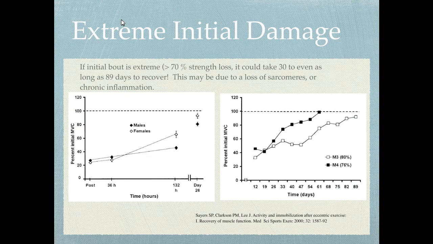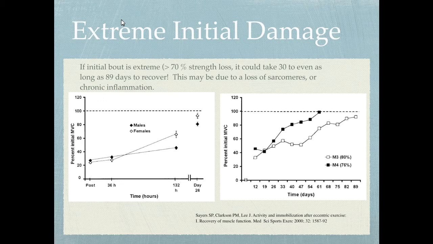Now, is too much damage too much? Well, if you look here, if the initial bout is extreme, greater than 70% strength loss, it could take 30 to even as long as 89 days to recover. And again, this may be due to loss of sarcomeres or chronic inflammation. So you're looking here at percent of initial MVC post. This is an extreme muscle damage activity.